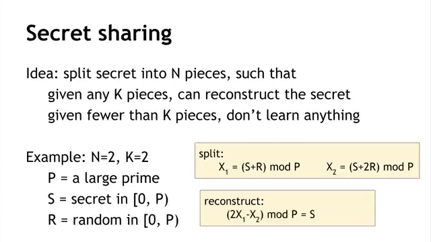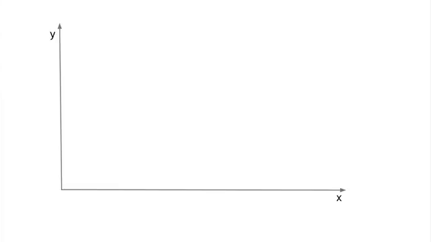So that's n equals 2, k equals 2. Given both shares, we can get back the secret. Given one share, we can't. Okay. Now in general, we can talk about how to get higher values of n and k.